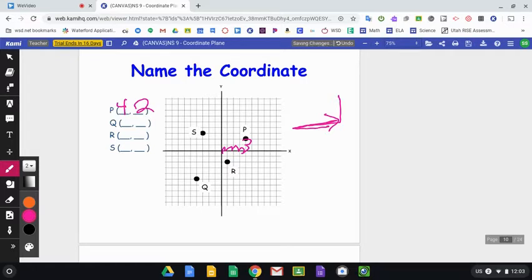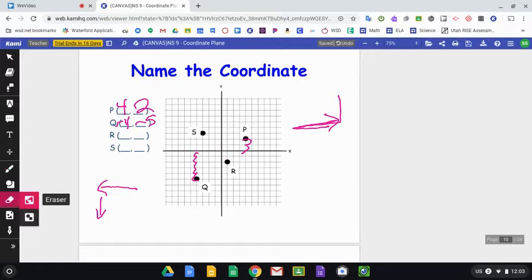All right, let's look at point Q now. Point Q, I go to the left and then down. So let's start at the origin. 1, 2, 3, 4. Oh, but I went left, so it needs to be a negative 4. And then down, 1, 2, 3, 4, 5, negative 5. I want you to try point R and point S, and we'll talk about it in a minute. Go ahead and try. Pause and try on your own.